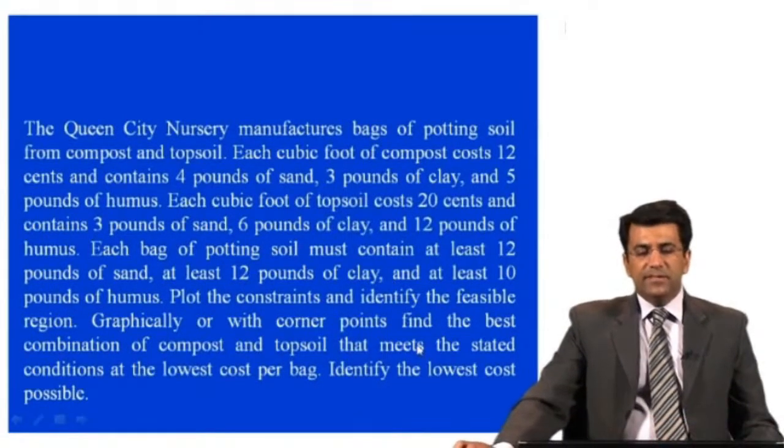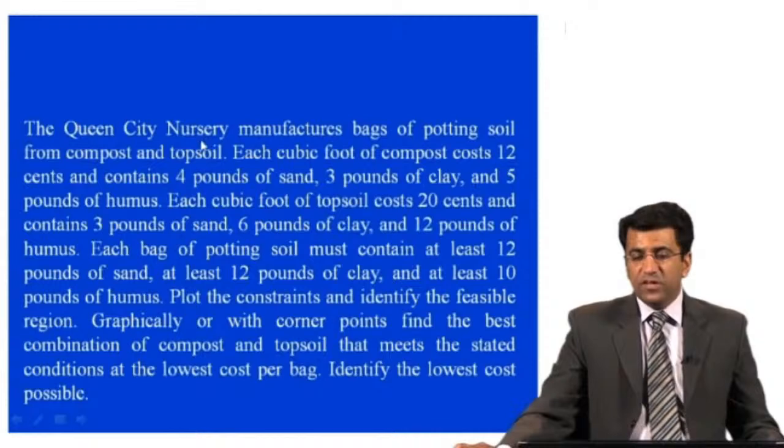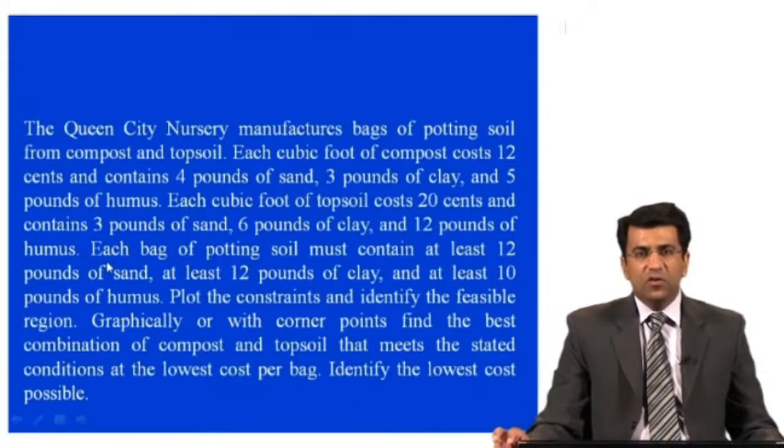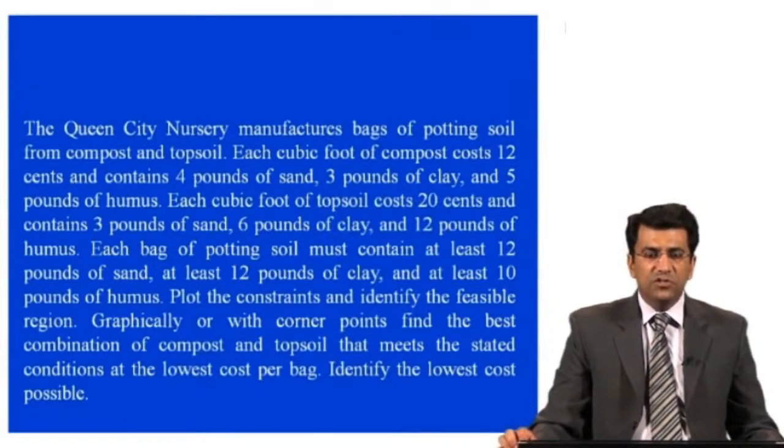Okay class, let's take another example. The Queen City Nursery manufactures bags of potting soil from composite and topsoil. So these are the two components of that potting soil, composite and topsoil. Each cubic foot of composite costs 12 cents. Again, while reading these problems, you'll have to identify the cost function and the different constraints. That is the purpose of going through that particular situation.